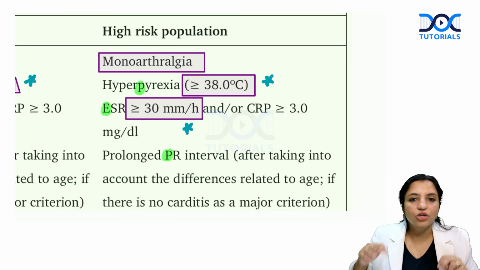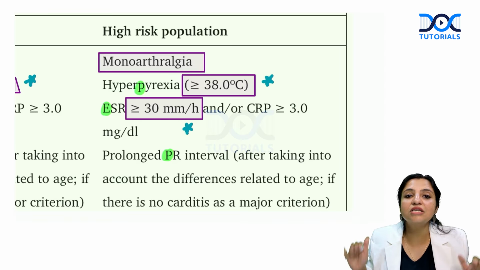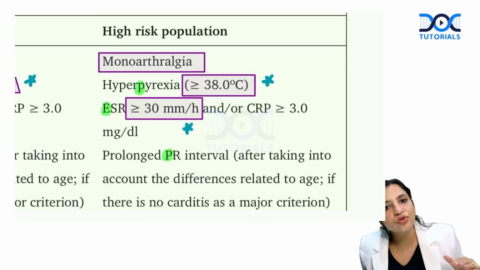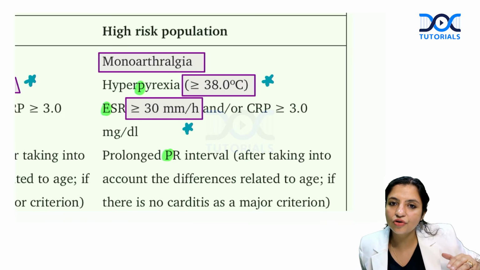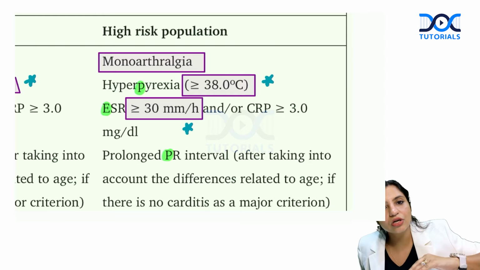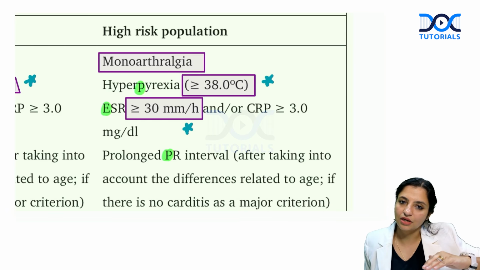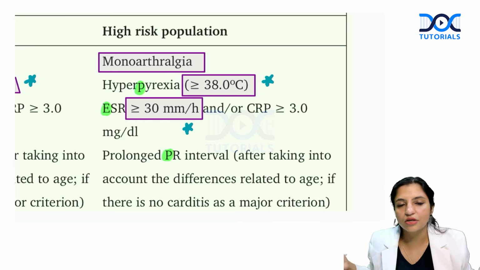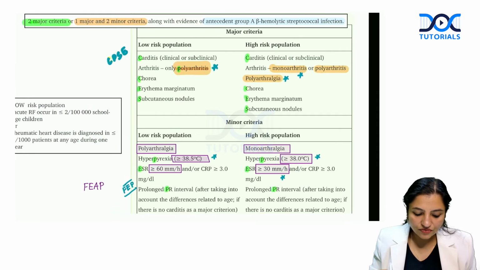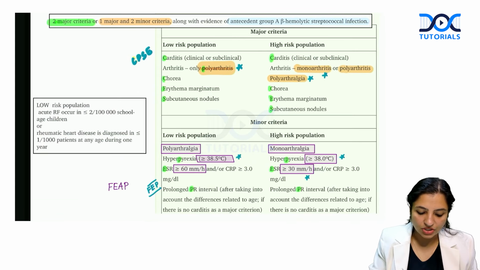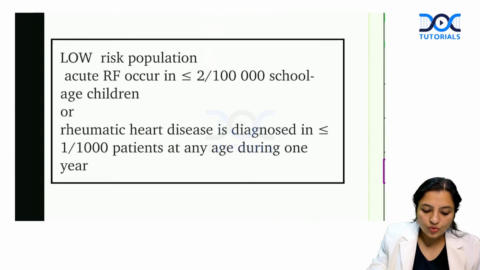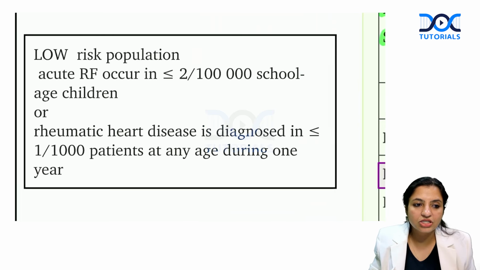In high risk, you don't want to miss any case, so you have decreased your thresholds. You have decreased the threshold for fever, you have decreased your threshold for ESR, you have decreased your threshold for arthritis and arthralgia. So these are the 3 points that you have to be very, very clear. Now, once we are clear with this, what is a low risk population? So what do you understand by a low risk population?